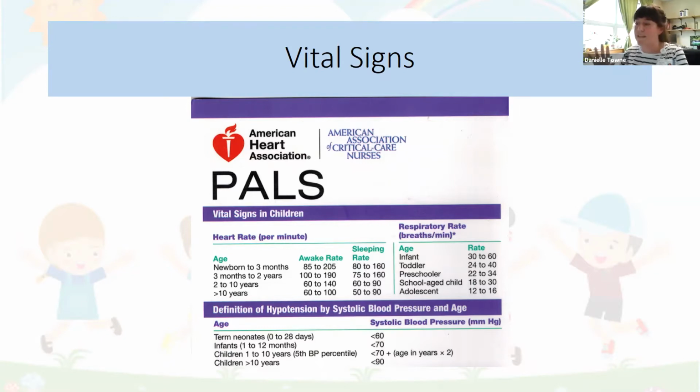Kids are different though, because they can range depending on their age as to what that lower end of the blood pressure is. And adults is easy. It tends to be either 90 systolic or a MAP of 65.